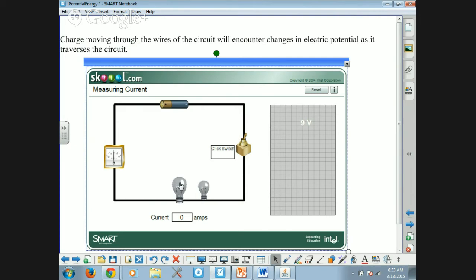Okay, so that's the physical science component. But when we flip that switch, check out those amps. Oh, it goes down to 0.5. If I had a third bulb, it would cut it into a third. So it'd be like 0.33, 0.33, and 0.33.